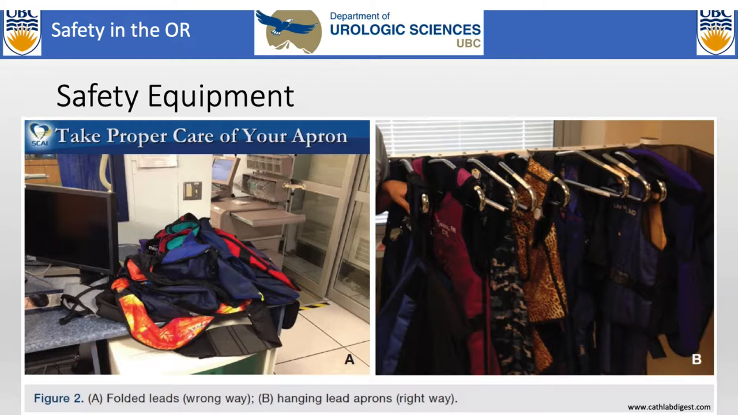Obviously, I have to mention lead is not a perfect thing. It can get damaged, so you have to take care of it. Lead can crack, it can fold, and when it does crack, it can actually create full cracks right through the lead that then exposes certain parts of the body to radiation. So everything should be hung up. When you put it down, you shouldn't be folding it over, you shouldn't be scrunching it up or stacking it on top of other leads.